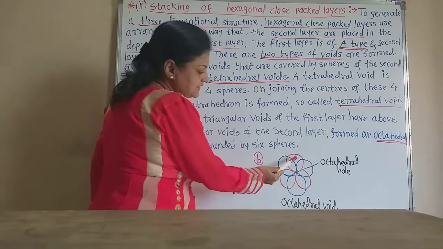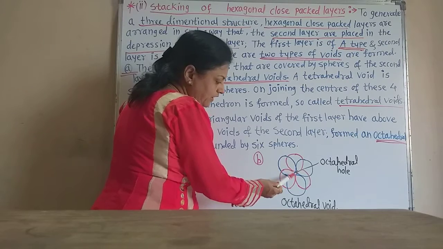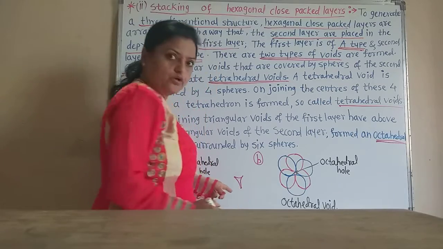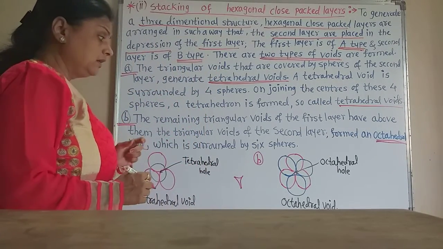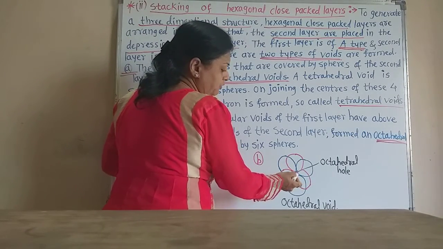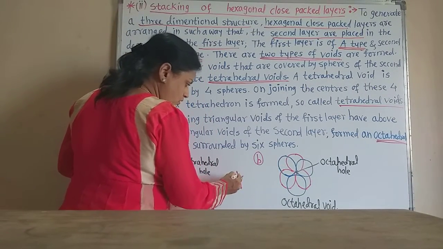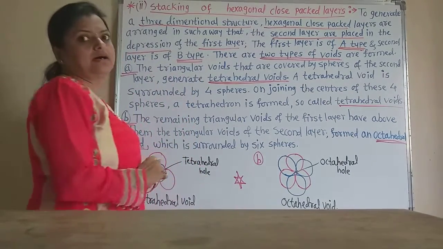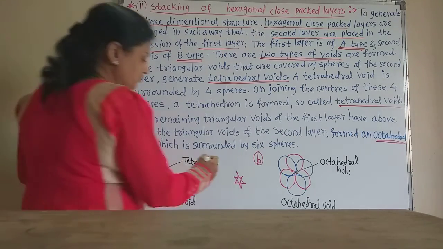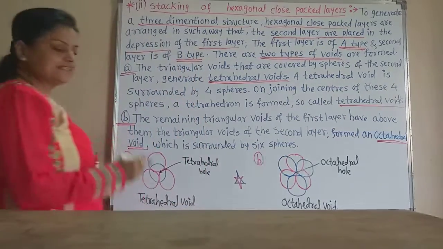Now see, the red spheres are the first layer. Due to that, a triangular void of this type will be formed, with the apex pointing down below. Again, the second layer is placed on those triangular voids in such a way that its triangular void comes on the triangular void of the first layer. Now I will show this with blue, as there are blue spheres in the second layer.